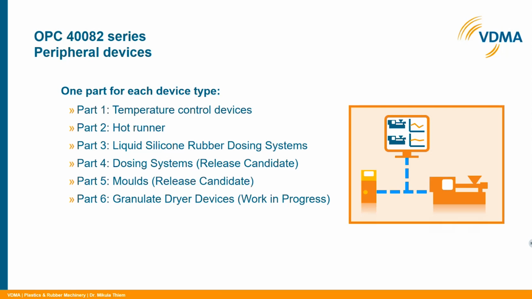Recently, we released 2 further release candidates: part 4, dosing systems for granulate, powder or liquids, basically everything which is not liquid silicone rubber, because that's another application. And we have a new specification released for molds, part 5. And then we recently started part 6, the working group for granulate dryer devices for material conditioning.